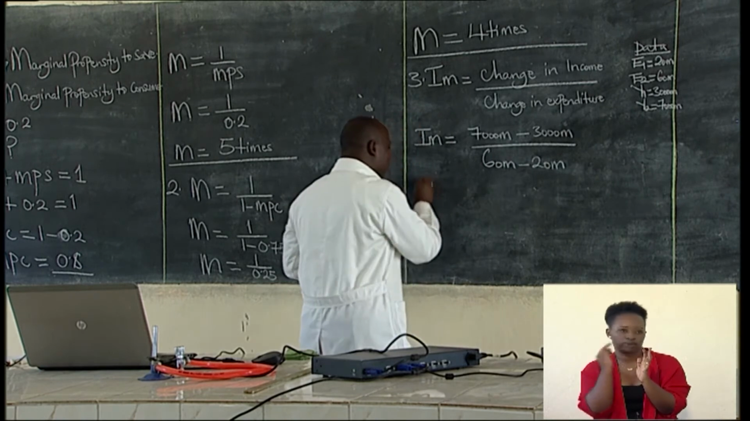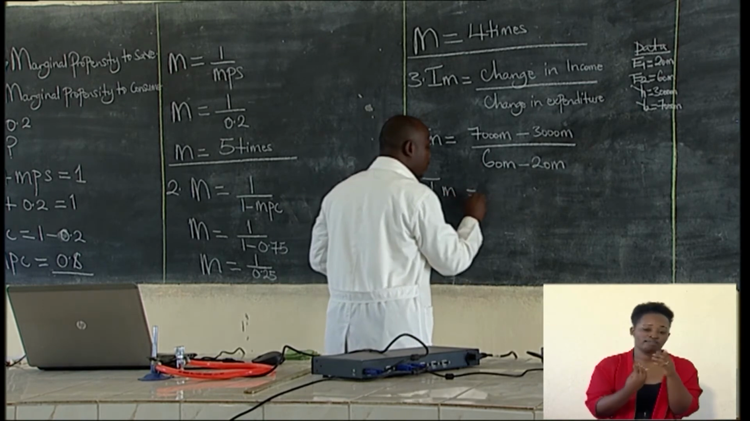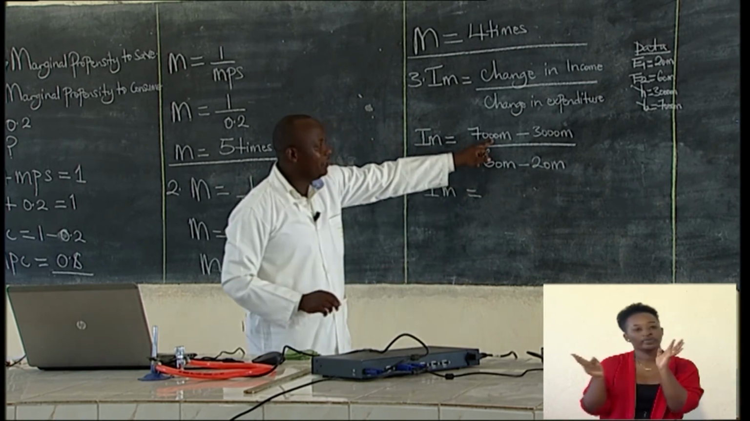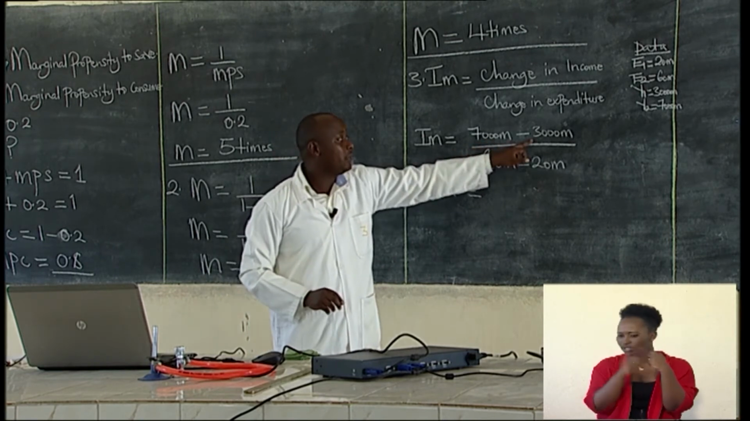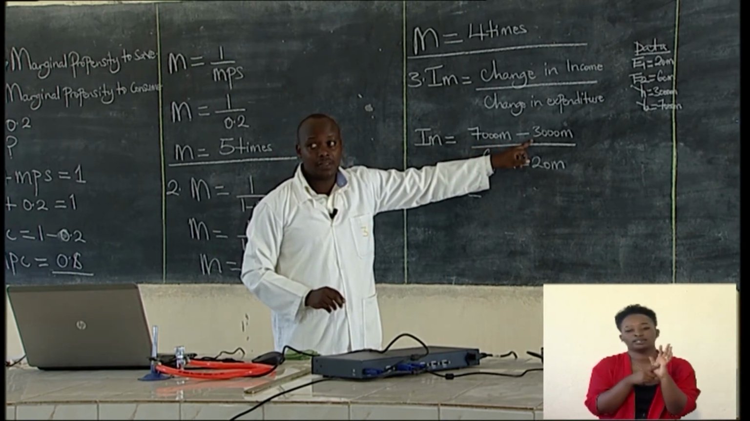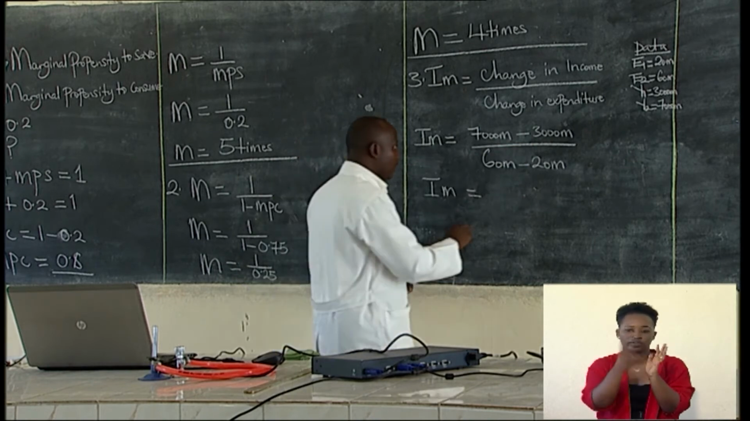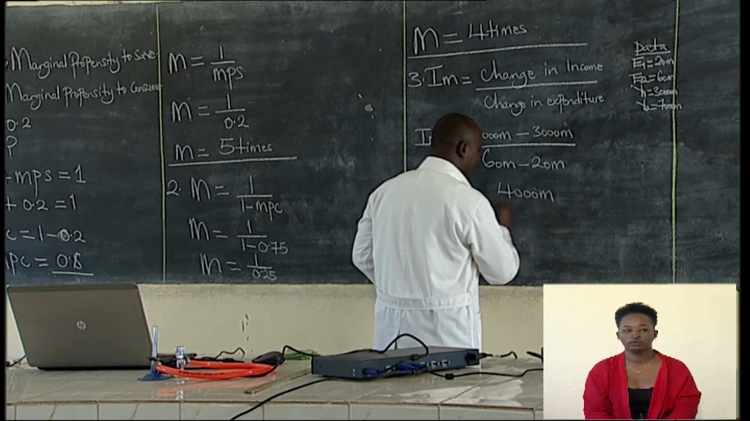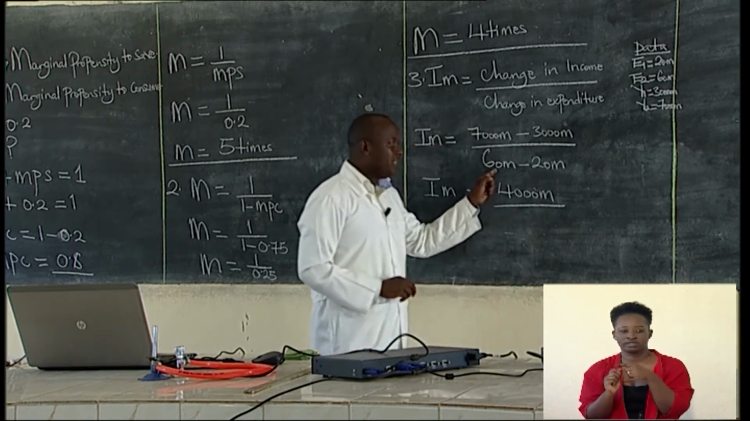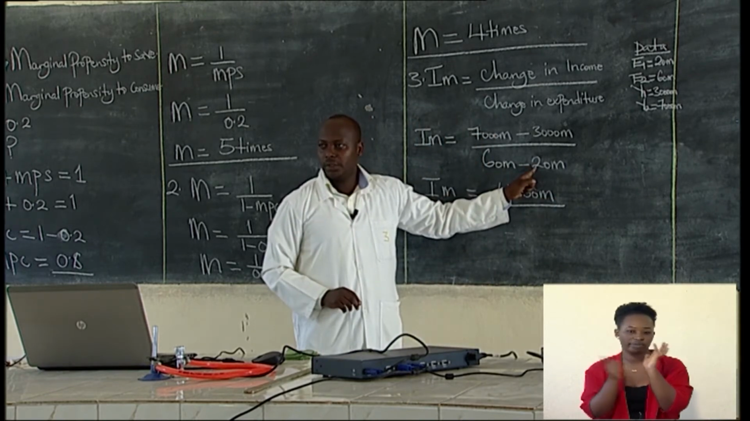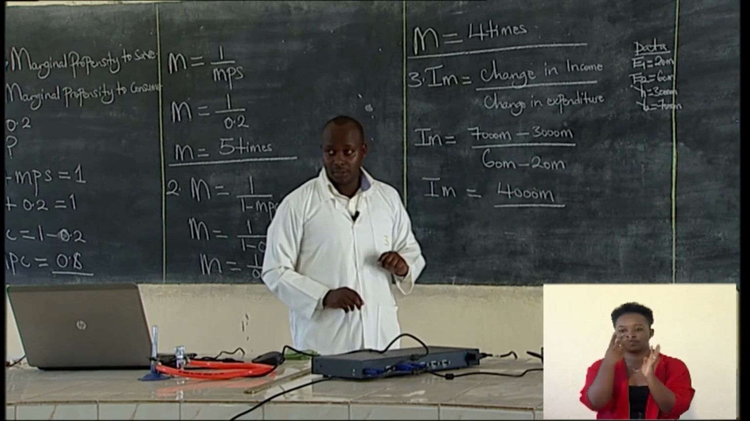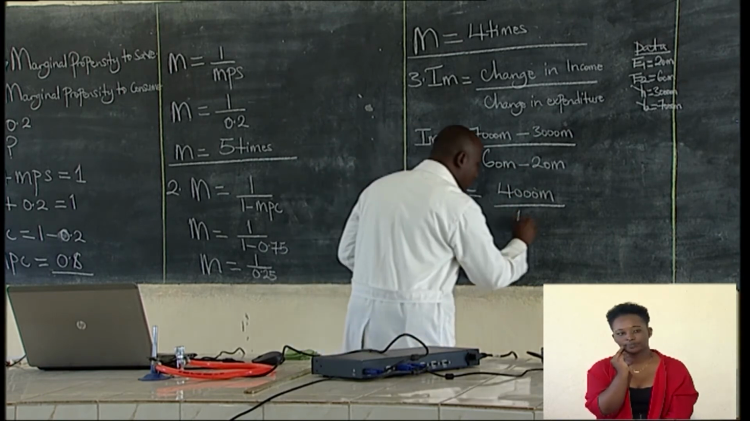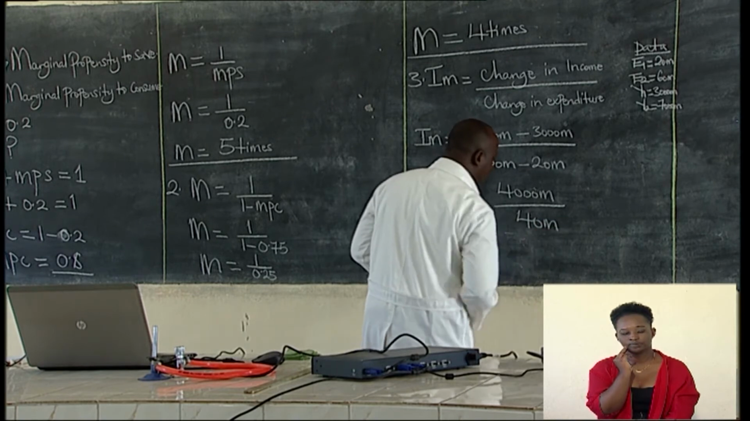Our investment multiplier is equal to, if you get 7,000 million minus 3,000 million, it will give you 4,000 million. 4,000 million divided by 60 million minus 20 million, you will get 40 million.